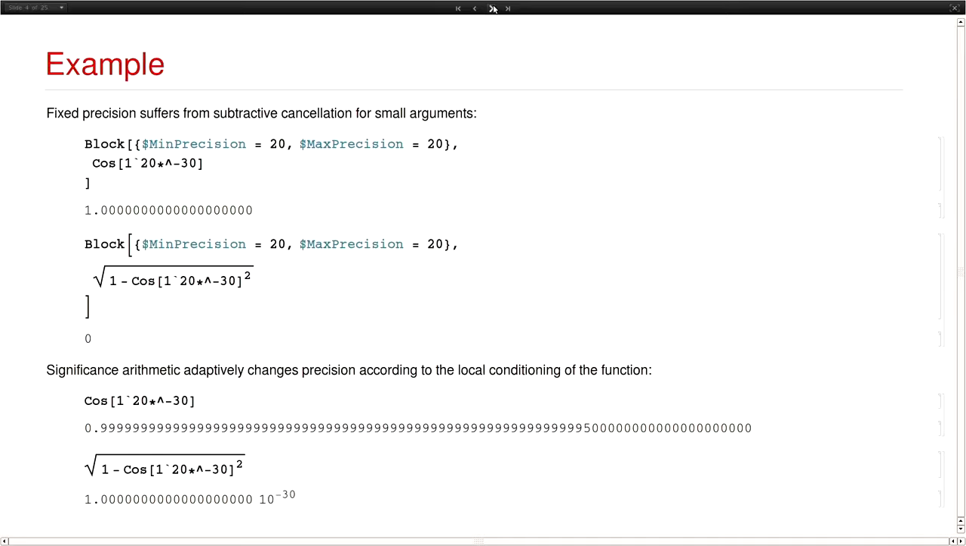In something like NDSolve, we'll switch this arithmetic off, and we'll use this fixed precision arithmetic, and we'll use local error estimation from a differential equation solver or something like that to control the error instead.